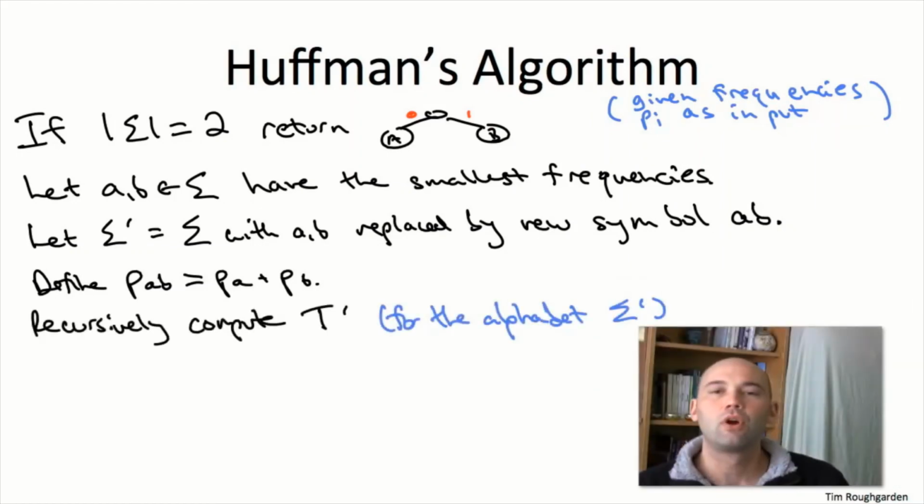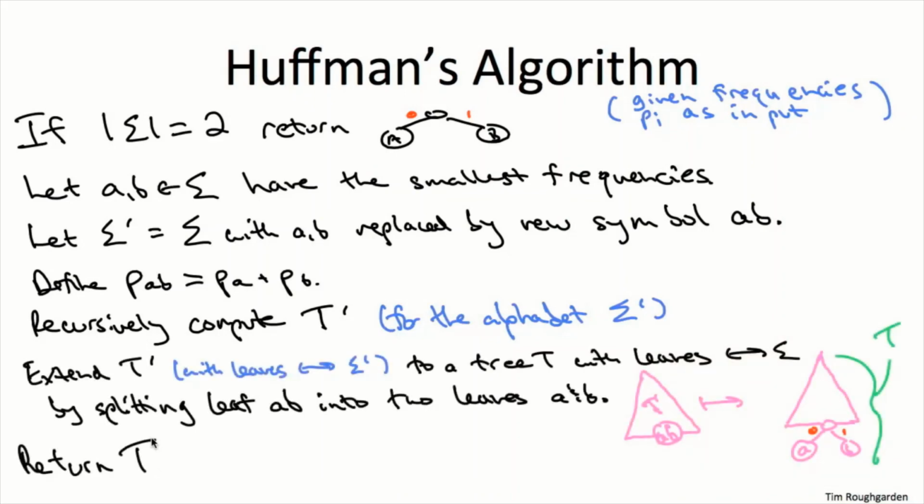So what the recursive call returns is a tree whose leaves are in one-to-one correspondence with sigma prime. That is, it does not have a leaf labeled A, it does not have a leaf labeled B, it does have a leaf labeled AB. So we want to extend this tree T prime to be one whose leaves correspond to all of sigma. And the obvious way to do that is to split the leaf labeled AB, replace that with a new internal unlabeled node with 2 children, which are labeled A and B. The resulting tree, capital T, with leaves in correspondence to the original alphabet sigma is then the final output of Huffman's algorithm.